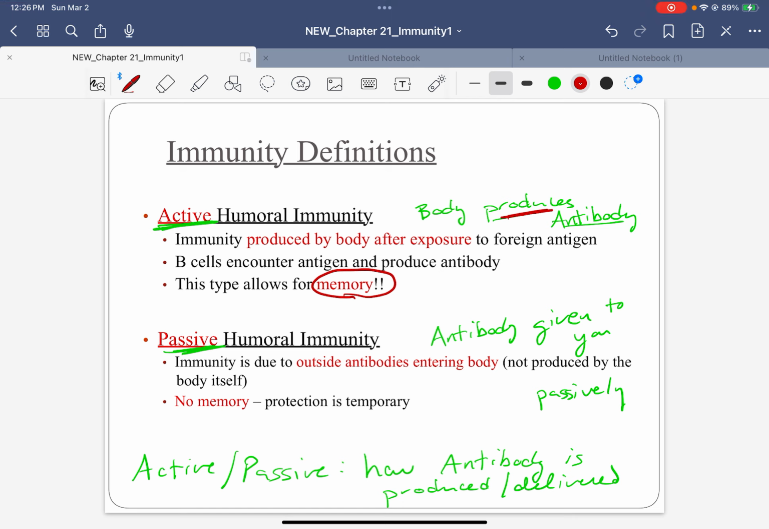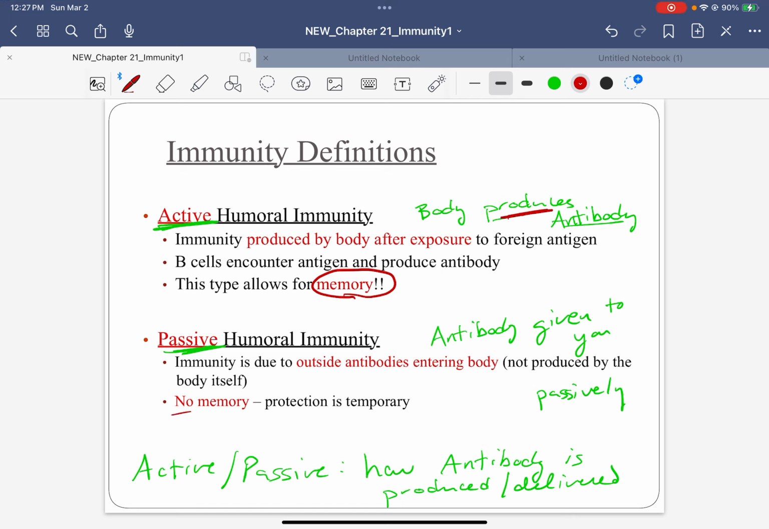Passive. An example of passive would be a mom giving an antibody to a fetus. A pregnant mom giving an antibody to a fetus. The fetus did not make the antibody themselves. Therefore, if the body did not make the antibody themselves, there's no memory.